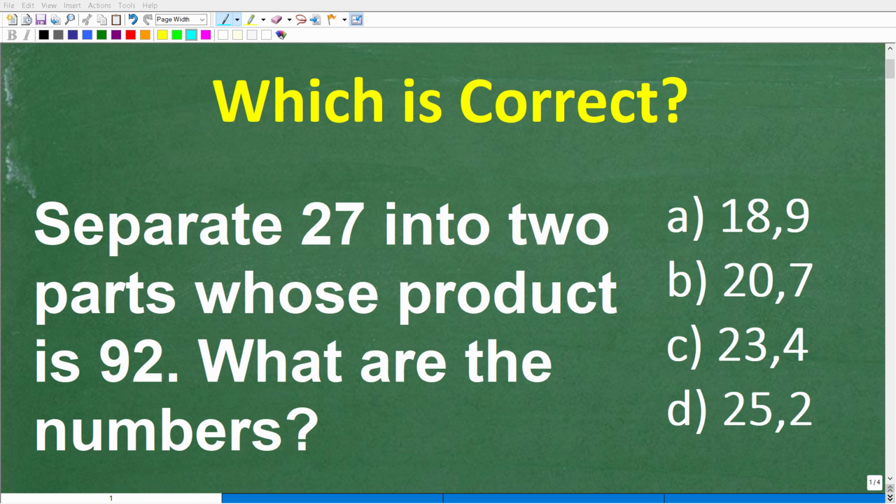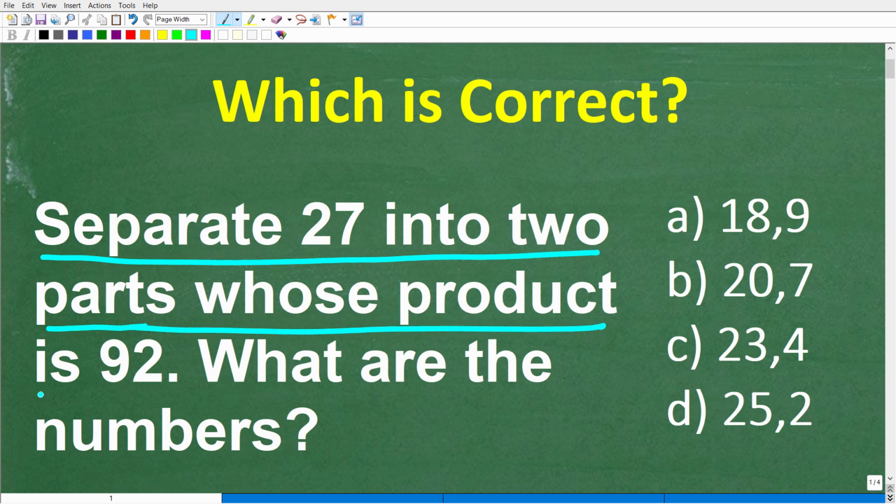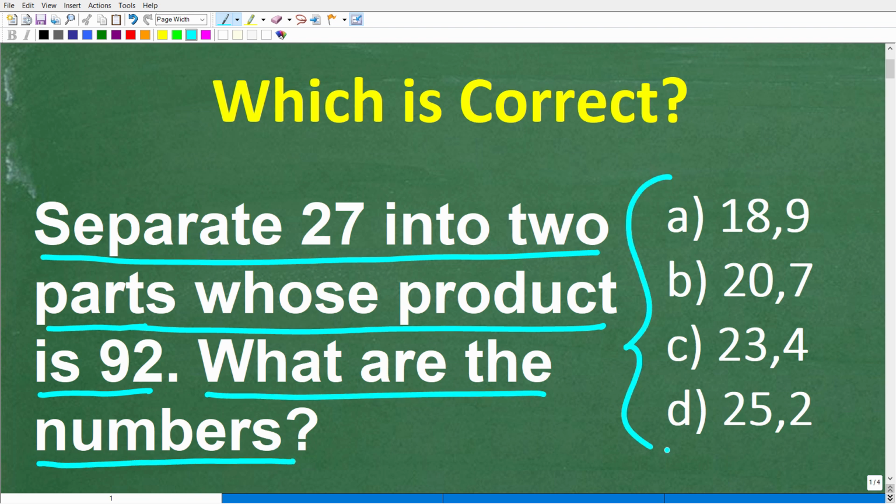Okay, so as long as you have a basic math vocabulary, you should be able to figure out the correct answer to this problem. Let's take a look at the problem. It says the following: separate 27 into two parts whose product is 92. What are the numbers?